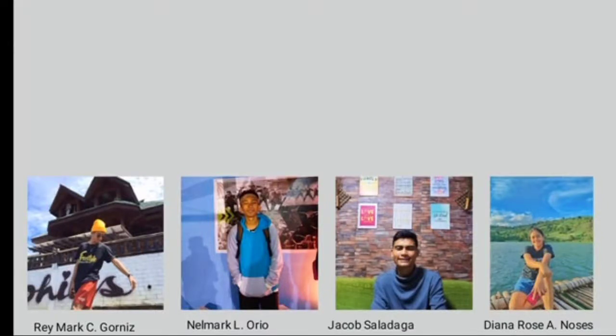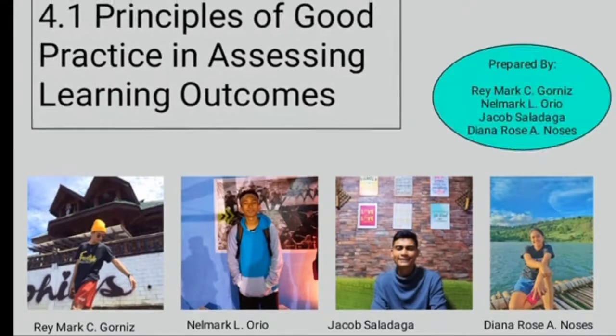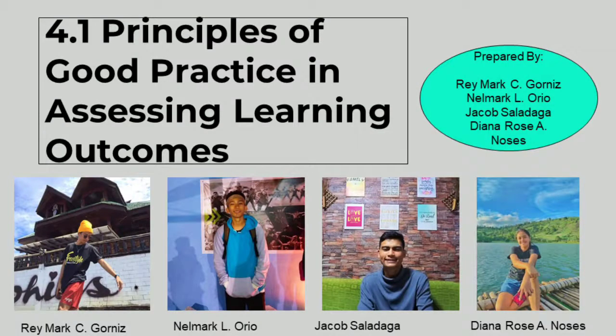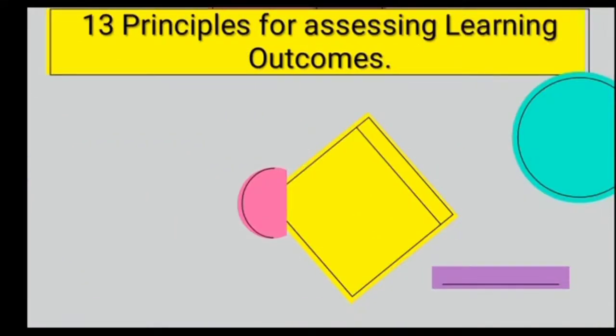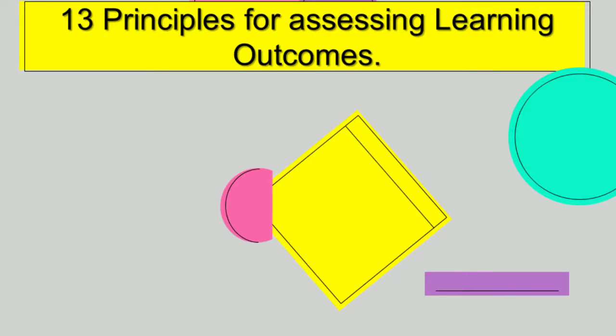We are the presenters for topic 4.1, Principles of Good Practice in Assessing Learning Outcomes, prepared by Raymark C. Gornis, Nelmark L. Oreo, Jacob Saladaga, and Diana Rose A. Noses. In this topic, we're going to tackle the 13 principles for assessing learning outcomes.